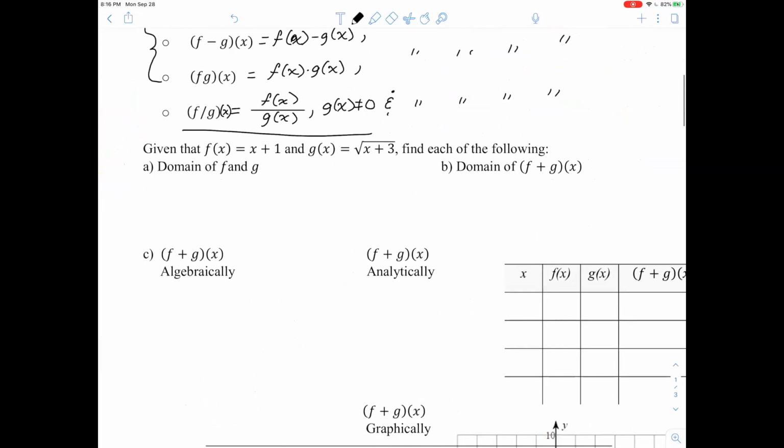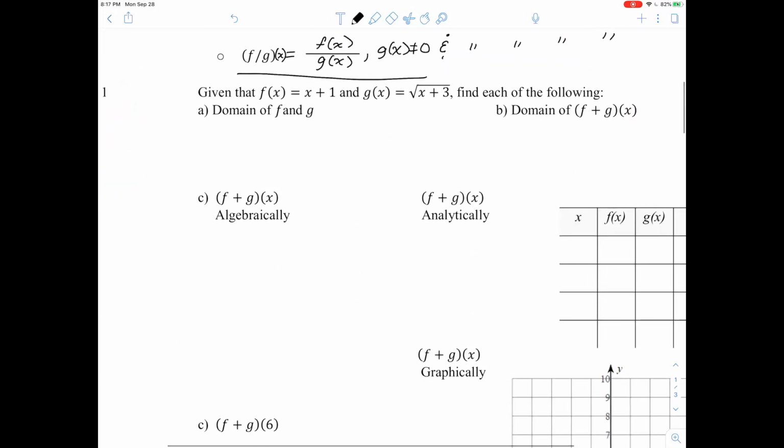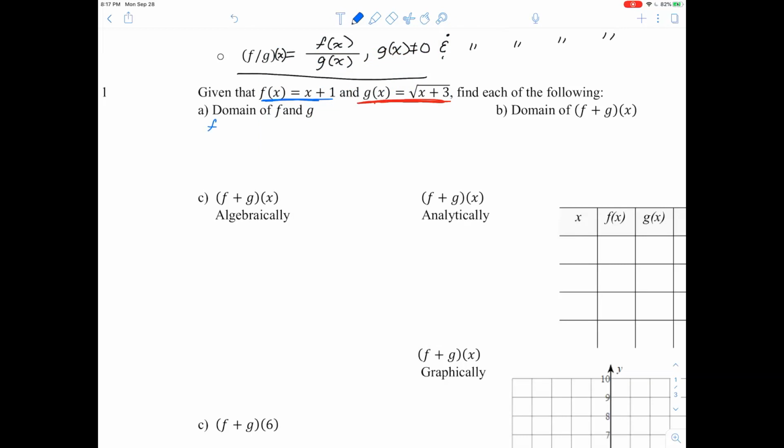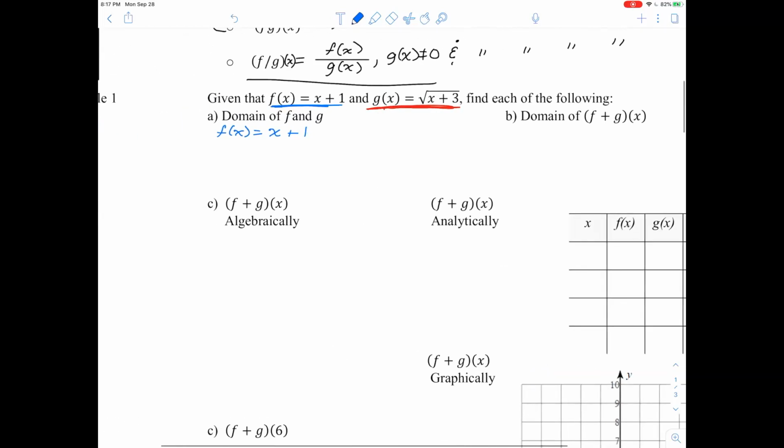Okay, so let's take a look here at example 1. It says given that f of x is x plus 1, and I think I'll look at that in blue here. And g of x, switch to red, is the square root of x plus 3. Find each of the following. So let's look at the domain of f and g. So here we have f of x equals x plus 1. All right, so it's a linear function. And x can be anything I want. It doesn't have any restrictions. So its domain would be from negative infinity to infinity.